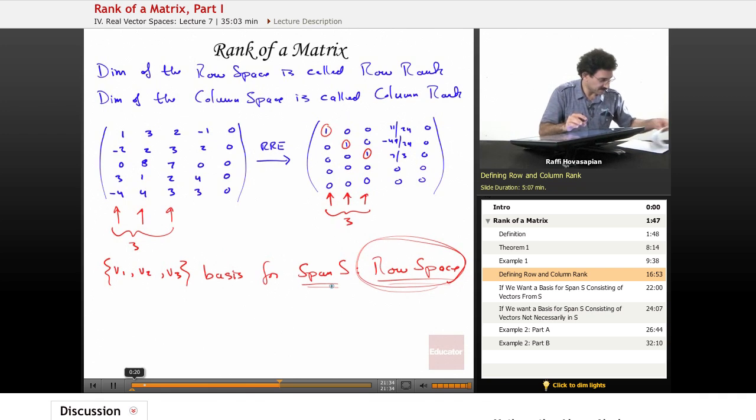Okay. And again, the row rank, well, the row rank is the number of linearly independent vectors in the basis, or the number of vectors in the basis. They are linearly independent by definition of basis. It's 3.